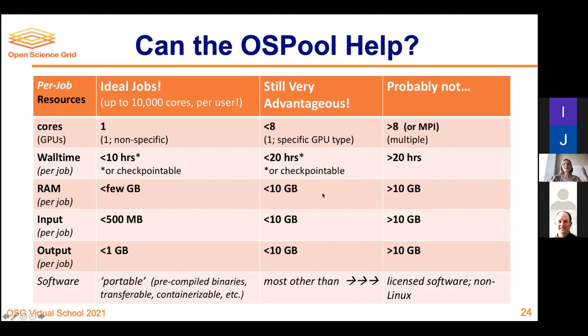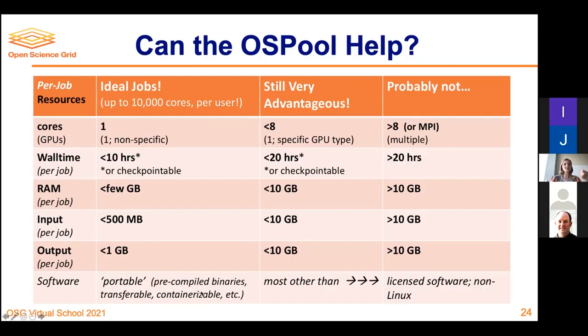The OS pool can still be really advantageous with up to hundreds of cores in use concurrently for jobs that are up to 8 cores in size, up to as much as 20 hours, but you really don't want to go longer than that just because of the rate of potential interruption from the fact that your jobs are backfilling other sites. But with some big data handling tools and caching across the Open Science Grid that will be covered on Friday, we can support jobs with up to 10 gigabytes of input or output as well.